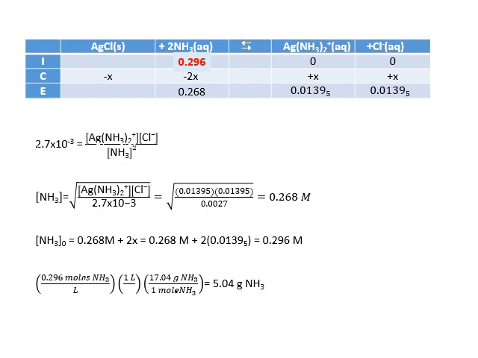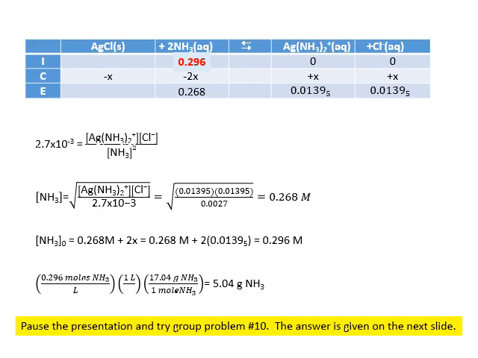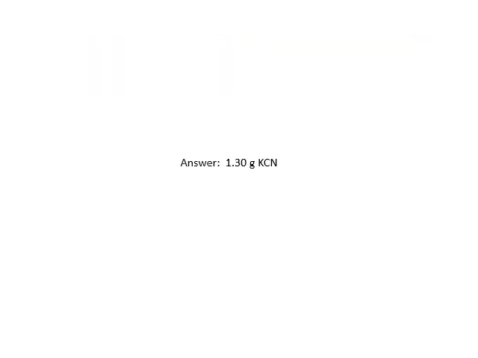In this presentation, we've solved a fairly complicated equilibrium problem by taking it a step at a time. Now pause the presentation and try group problem number 10 from the yellow packet on your own to see if you've understood. The answer will be given on the next slide. Hopefully you were able to determine the answer to be 1.30 grams of potassium cyanide.